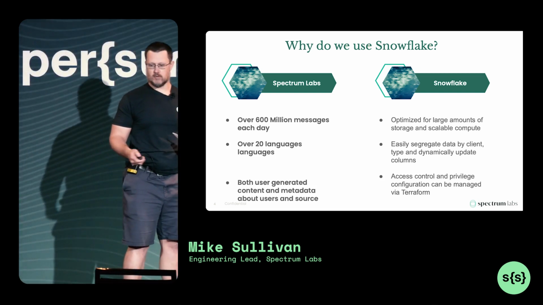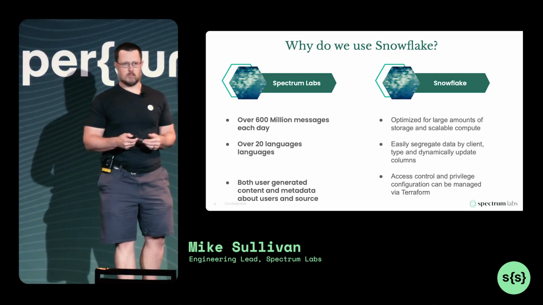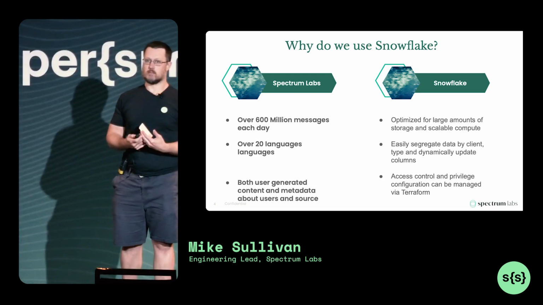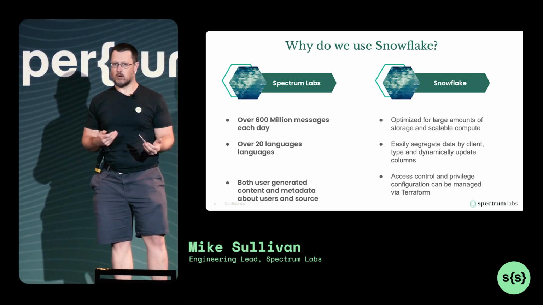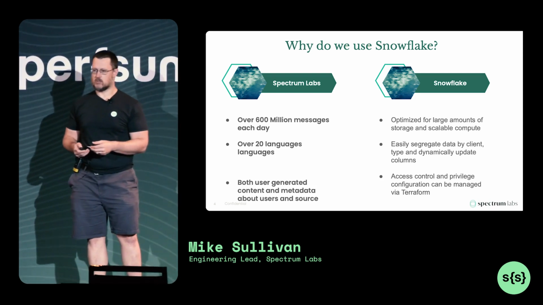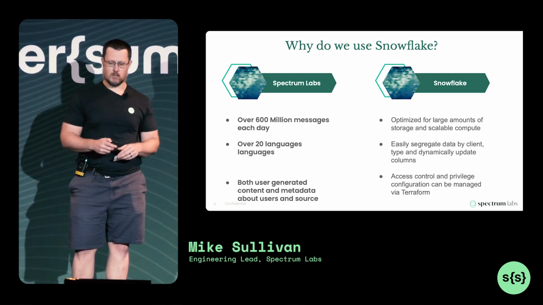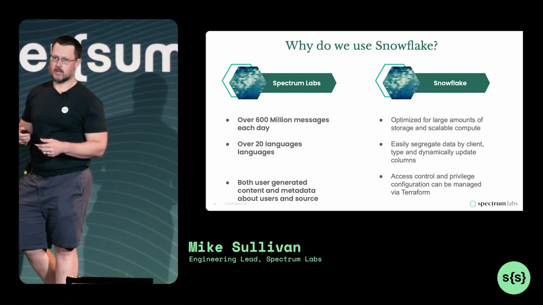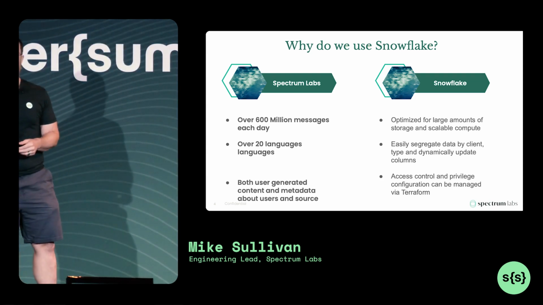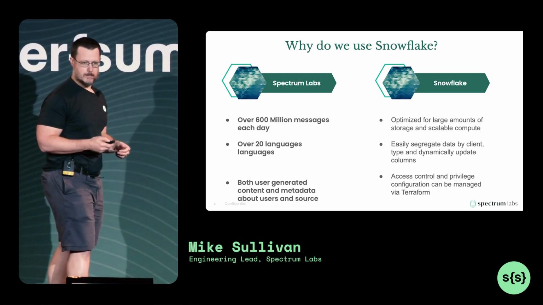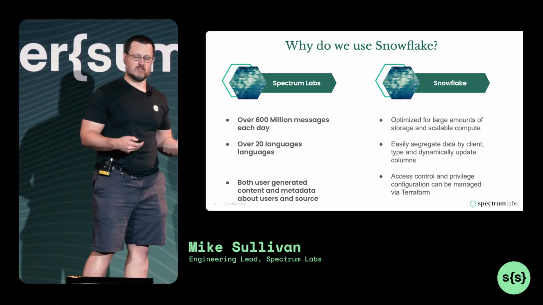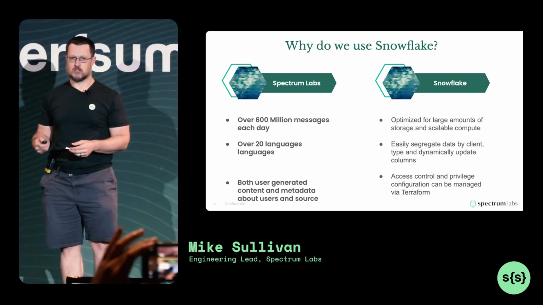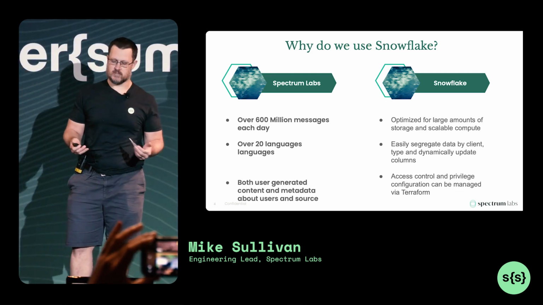Now, Snowflake itself, for those of you who know or don't know, is a large-scale distributed database that allows us to store a lot of data and scale our compute needs to make sure that we're doing so efficiently. But it also allows us to very easily segregate controls and access for our clients by different data types and dynamically update those different schemas and tables and views to efficiently work with them without having to work with a database administrator all the time.